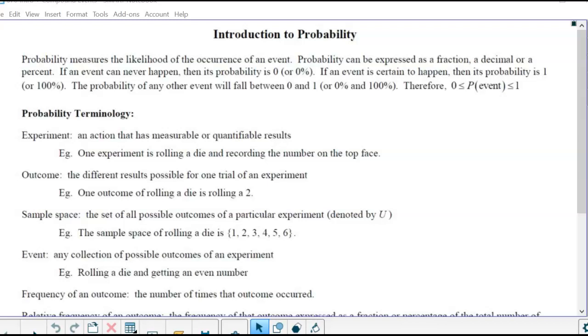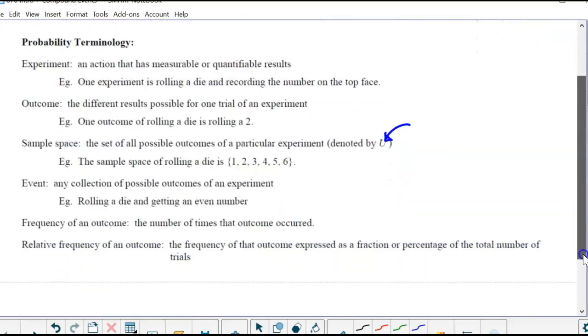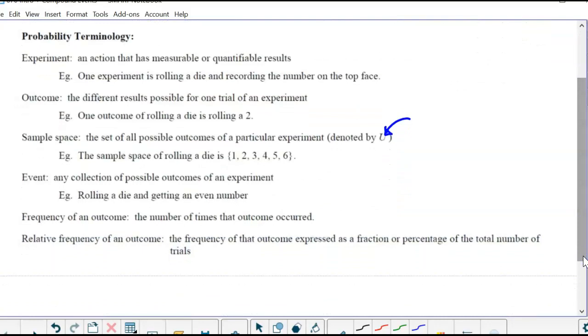Often it's denoted with a capital U, okay? But that's the total number of all possible outcomes. So for rolling a die, there are 6 possible outcomes, and so the sample space is all 6 of those: 1, 2, 3, 4, 5, 6. An event is the event that you're looking for, so any collection of possible outcomes of an experiment. An event would be perhaps rolling a die and getting an even number, or rolling a die and getting a 2. The word event really is what you are looking for as a result in that particular experiment.